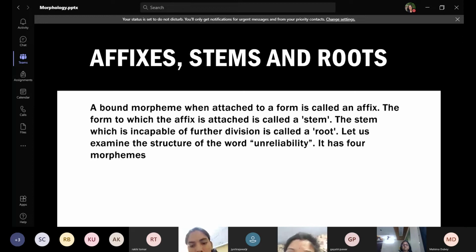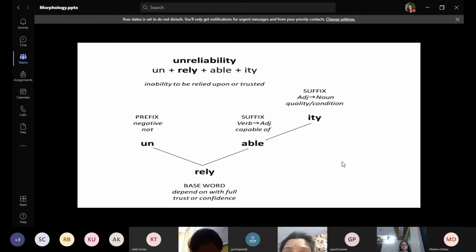Okay, so just see this structure, how can we divide this word unreliability, right? See, rely on someone, depend on someone. Okay, we say that she is so sincere, I can rely on her for this work. Rely means we can depend on, we can trust that person.